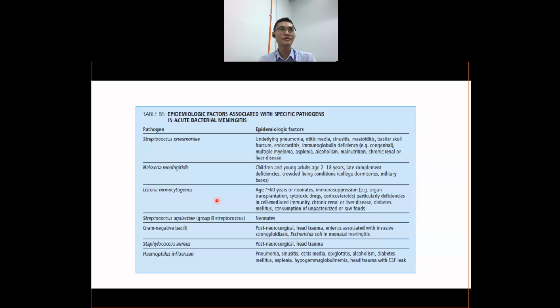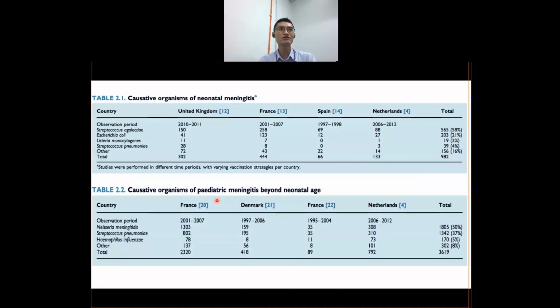All right. So this is a very good table showing you how different the common organisms in meningitis are in differing age groups. So, for example, in the neonatal group, you can see that most of the pathogens implicated, 58% as compared to the rest, are actually Streptococcus agalactiae. All right, so this is group B Streptococcus.